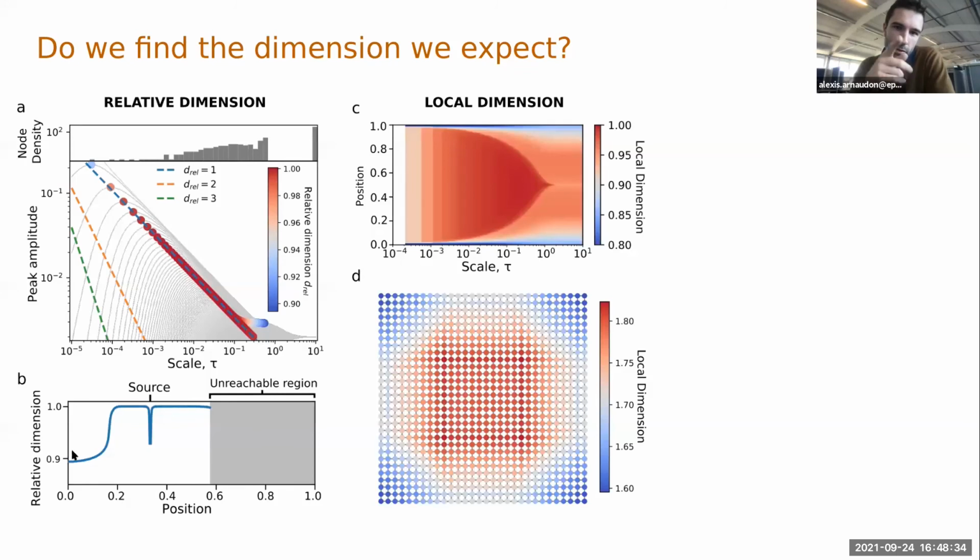So you see at the source, there is a kind of a kink. And then near the boundary, we decrease dimension. So we fill the boundary more. So we are effectively less than 1D. And then there is a region which is unreachable, meaning that there is no peak. So we don't even know which dimension we are in. We're like too far away from the source and too close to the boundary to have any information from the diffusion, right? And if we look at 2D, we can see the same effect.